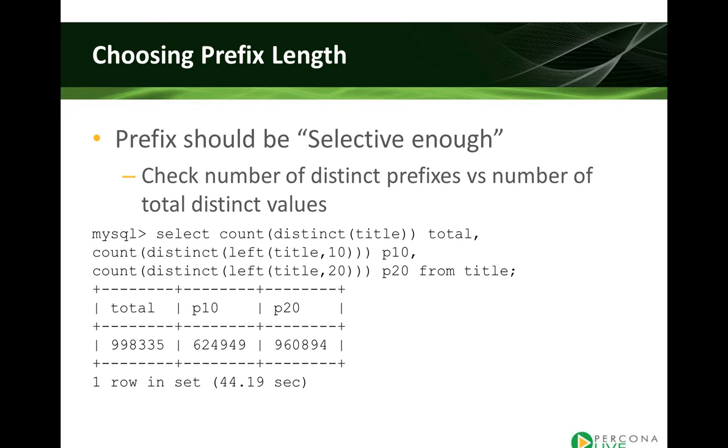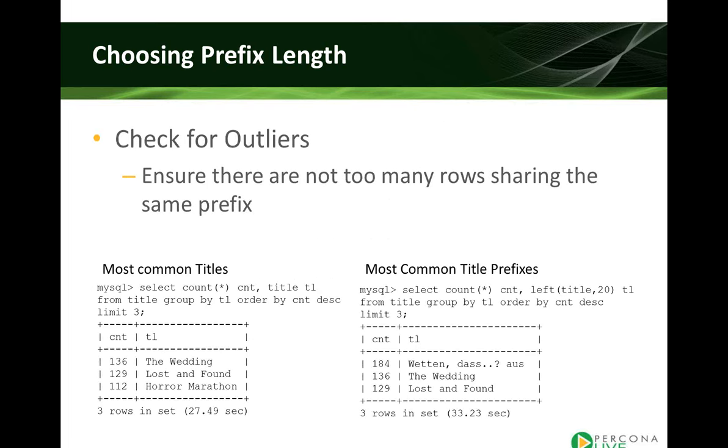A lot of people think that is enough to say that the prefix is good for execution. But that's really not enough, and you have to be looking at one more thing. What you have to be looking at is the outliers. It's not enough for us to ensure that on average the selectivity remains close, but that there are not a lot of duplicates which have the same prefix.